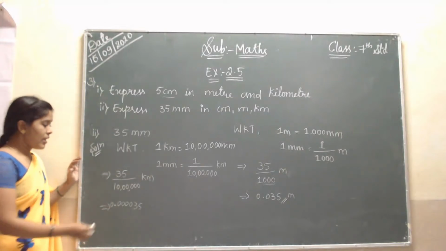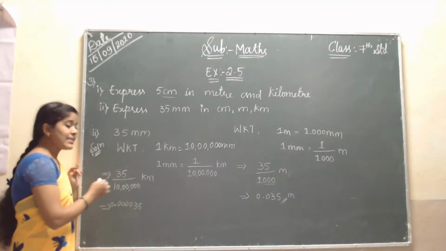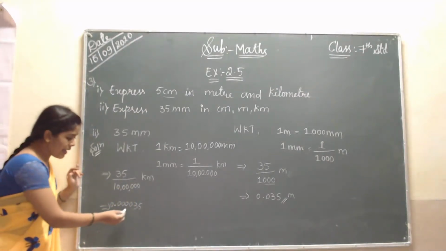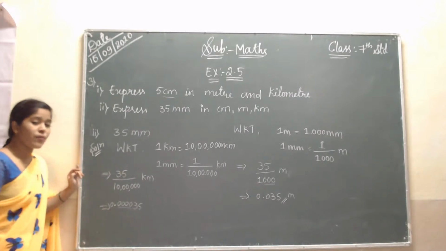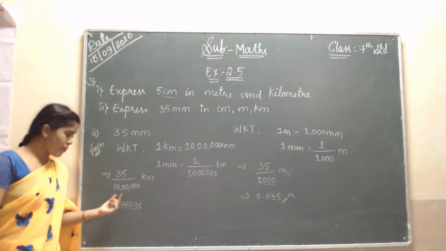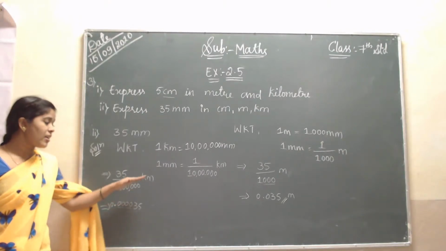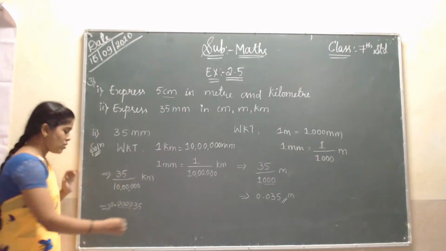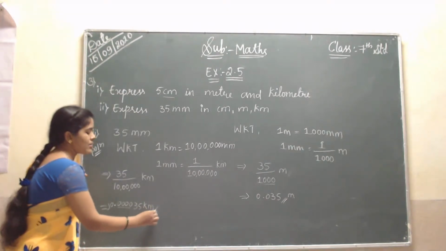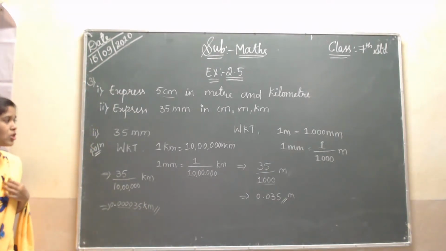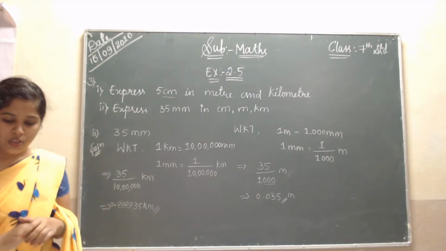Understood? Here in the numerator there are only two numbers, but in the denominator there are 6 zeros. So we have to add 4 extra zeros because we already have two numbers. Then you put the point because we are removing these zeros. 10 lakh we are removing, and we are converting millimeter to kilometer. So 0.00035 kilometer. This is your answer. Understood? Hope you understood this one. We'll move to the next question.